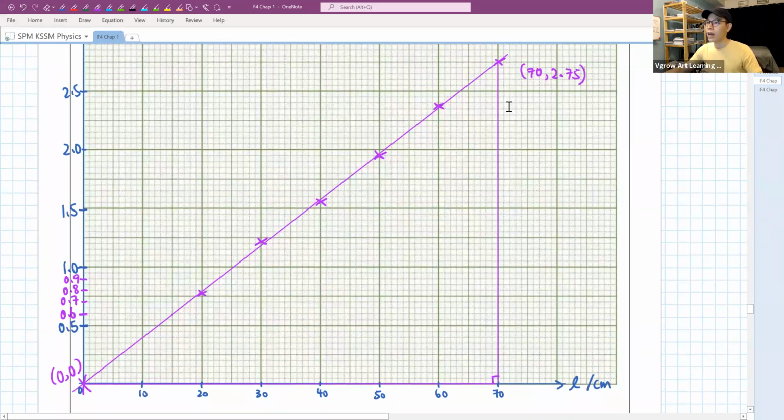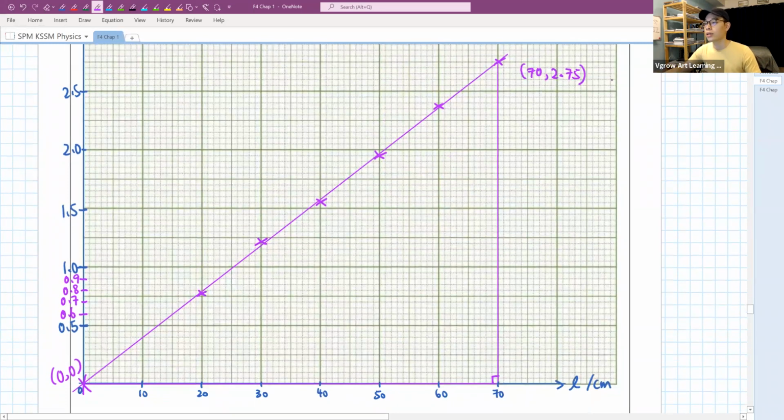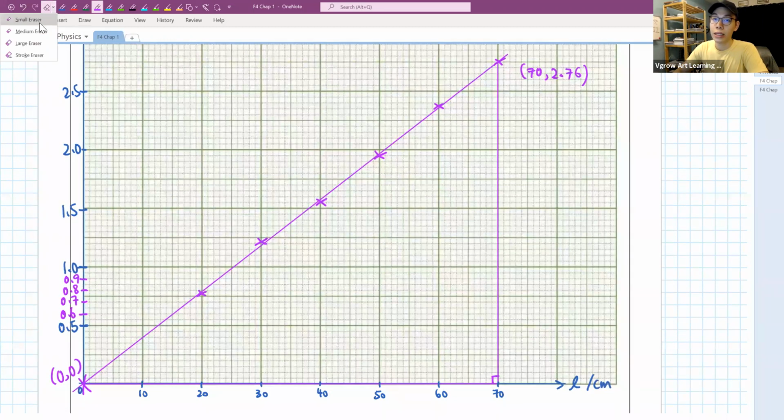Okay, 2.75 is based on my graph, I just see like that, 2.75. But 2.76 would be from the table. So you want to use 2.76 also can, 2.75 also can. Since it passed through this point, I use 2.76. But must make sure it passes through the line, must be on the line. Then only you can use like that.